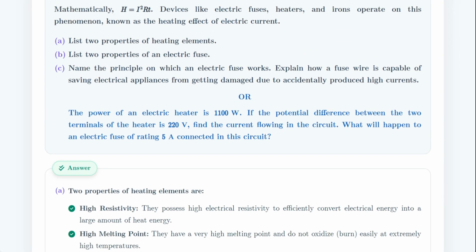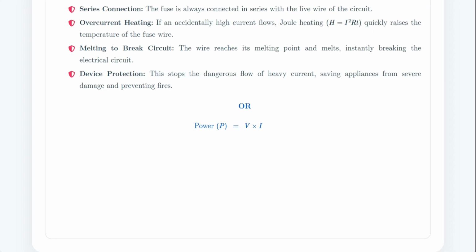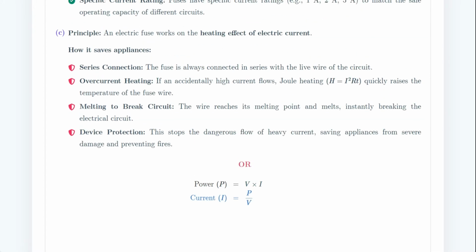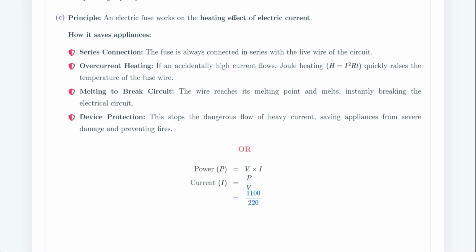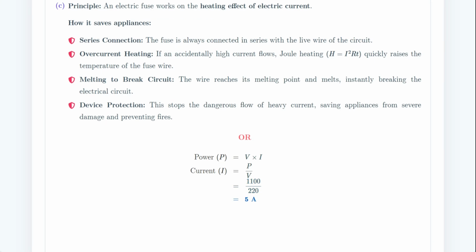Alternatively, we have an OR question. A heater of 1100 watts runs on 220 volts. We need to find the current and determine what happens if a 5 ampere fuse is connected. Let's solve this. We know the formula for power is voltage multiplied by current. Rearranging this, current I equals power divided by voltage. Substituting the values, I equals 1100 watts divided by 220 volts, which simplifies to exactly 5 amperes of current.